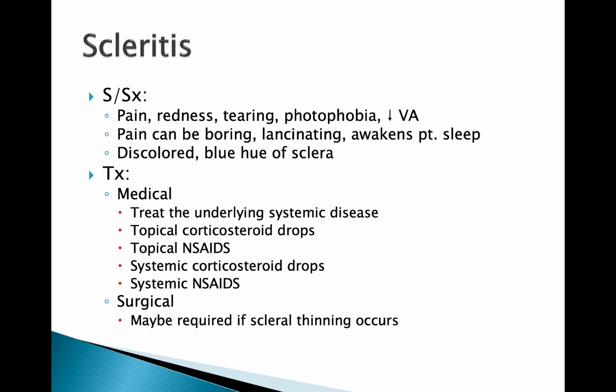They're going to complain that they were woken from the middle of the night with this boring, lancinating pain in their eye. And they're going to have discolored sclera with a blue hue. You're going to have that same red appearance, but there's going to be a blue undertone underneath those red vessels. For treatment, you can treat this medically by treating the underlying systemic disease. You can use topical corticosteroid drops, topical NSAIDs, systemic corticosteroids, or systemic NSAIDs. And you may have to perform surgery if you have scleral thinning.